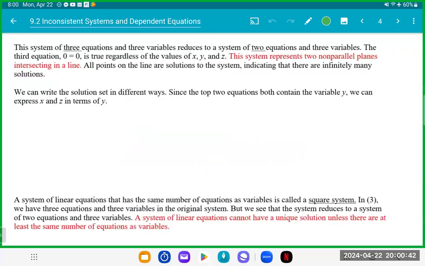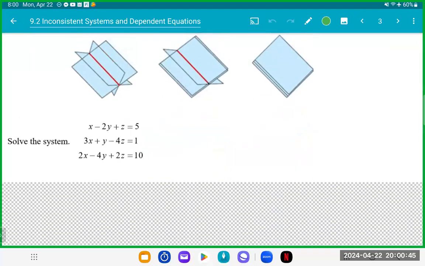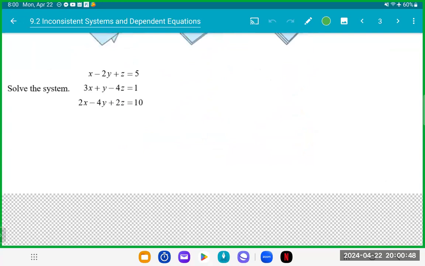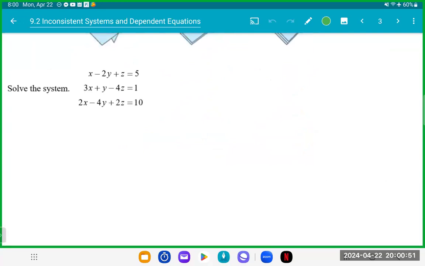All right. So let's just try and solve this out a little bit. First, we'll write it into an augmented form. So we have 1, -2, 1, 5. 3, 1, -4, 1. 2, -4, 2, 10.